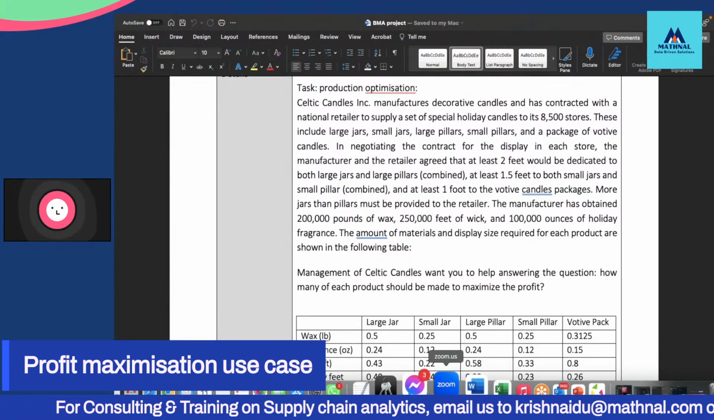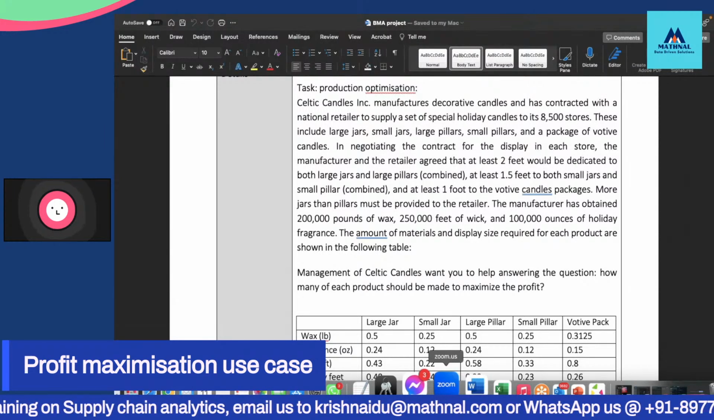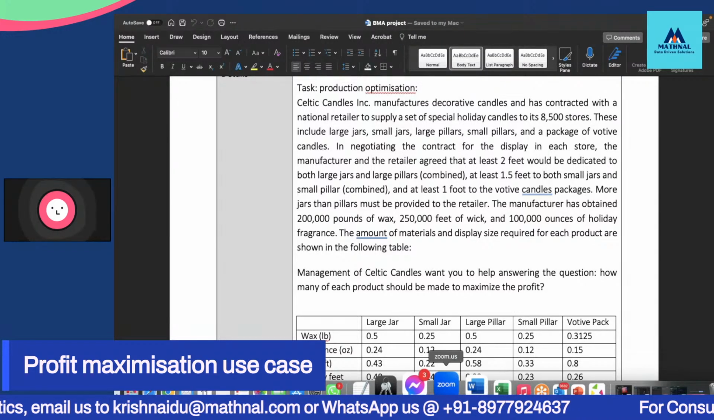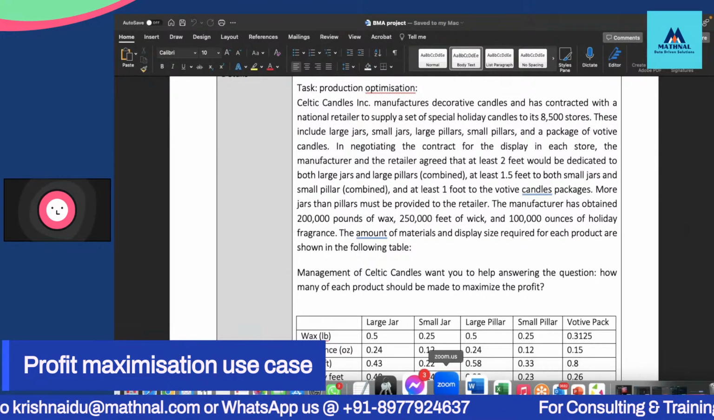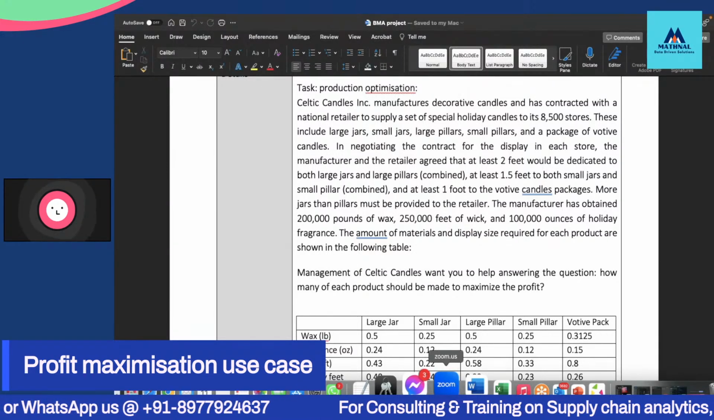So that's what we say when we try to achieve a balance. We're not focusing too much on the serviceability and we're not focusing too much on the cost side. So we have some constraints to move towards our main objective, that is profit margins.